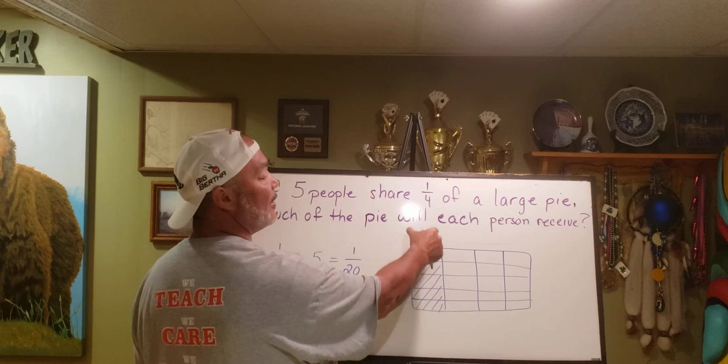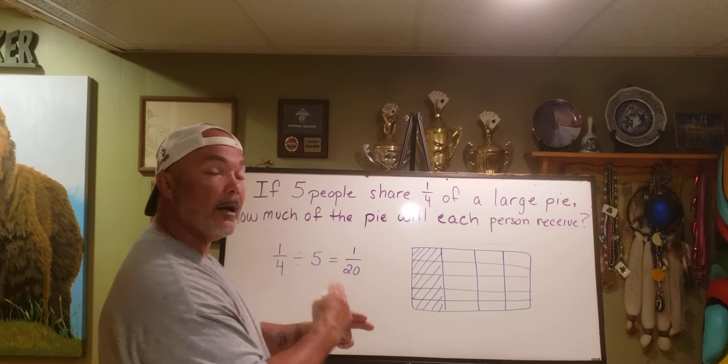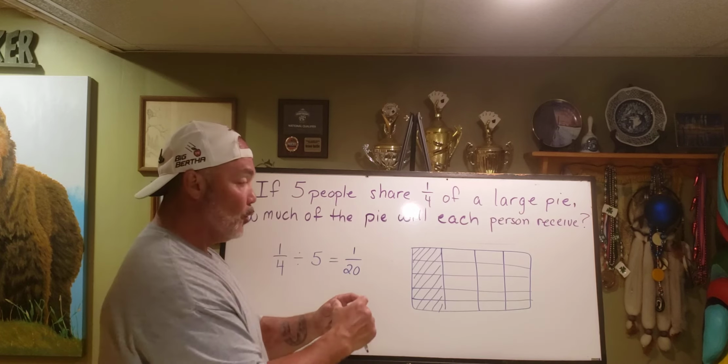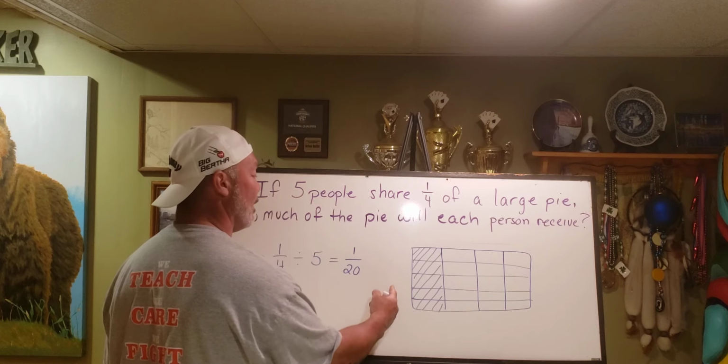So imagine taking 1/4 of your pizza pie and then taking that 1/4 and cutting it up between 5 people. You would get a very small piece. 1 out of 20, so it would be 1/20th.